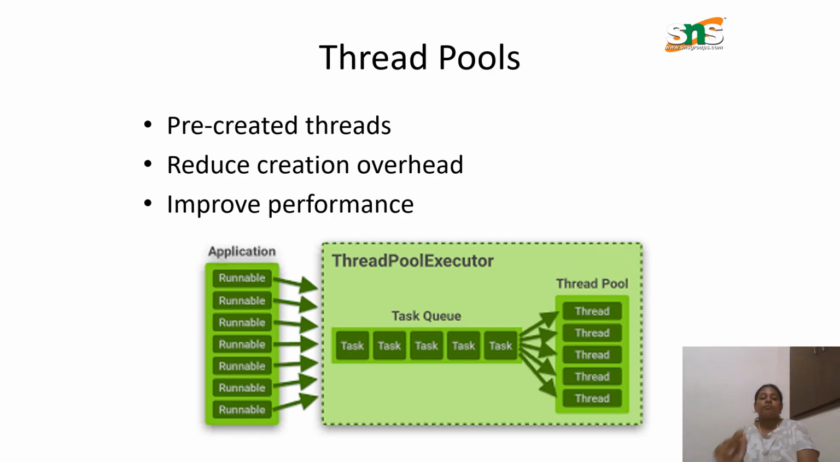This is thread pools. Pre-created threads reduce creation overhead and improve performance. If your process needs to be split into 4 threads, they have to be created early to reduce creation overhead. If the process can only be split into 4 threads, it's enough to create 4 threads. Creating threads above 4 is overhead. So it improves performance.